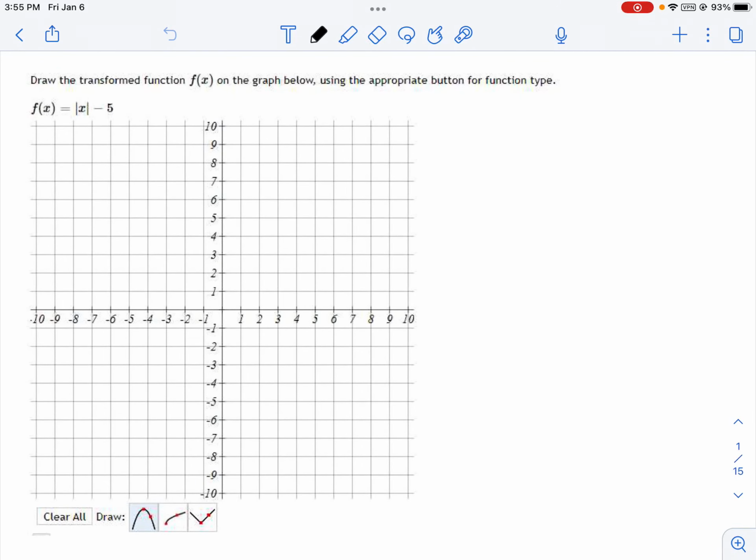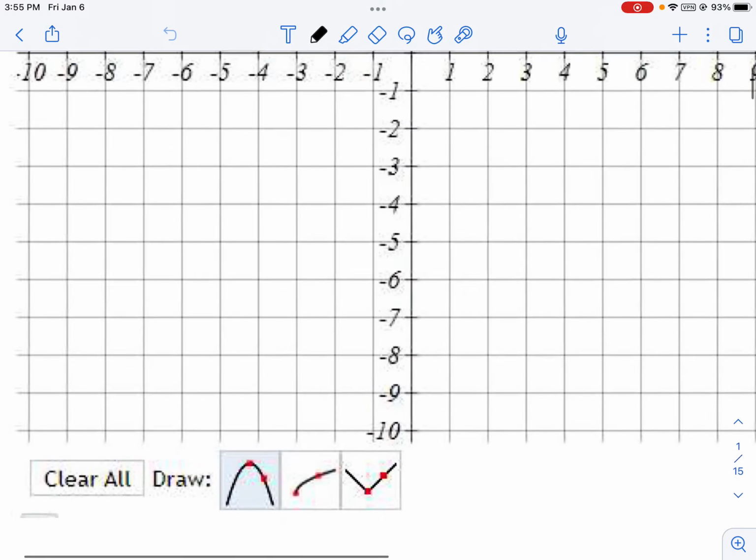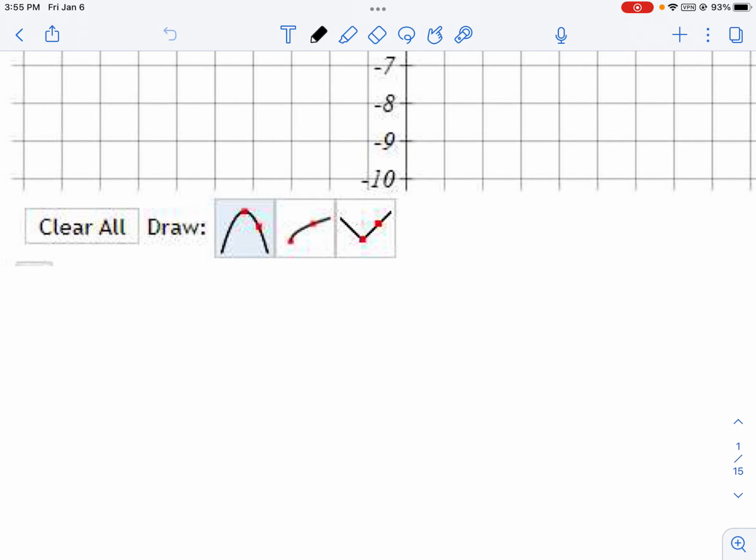Today we are going to be drawing the transform function f of x on the graph below. So first off, we have ourselves an equation. Now, in order to graph this, you got to know what the shape looks like. We have three tools down below. We have what's called a quadratic, which is x squared. Then we have a square root of x, and then the absolute value. This is what each of those graphs look like.